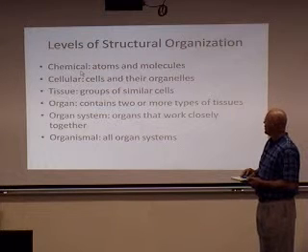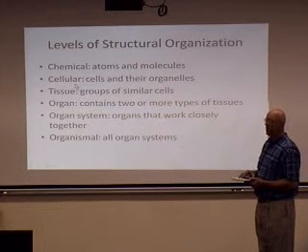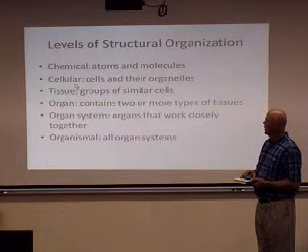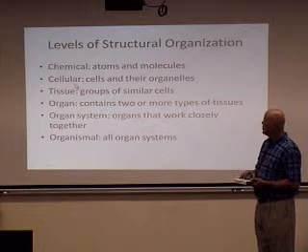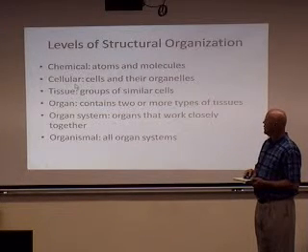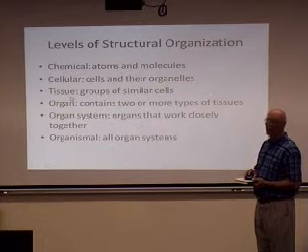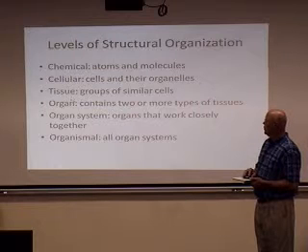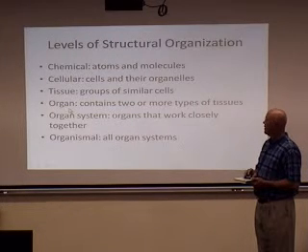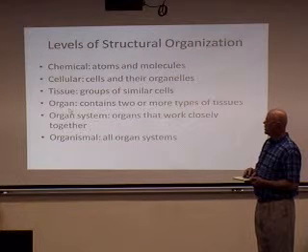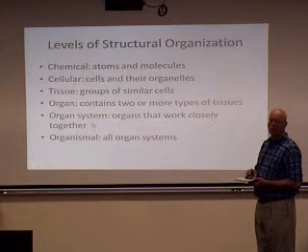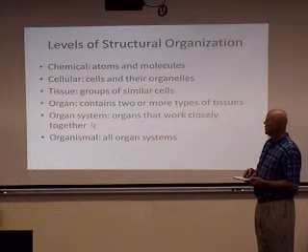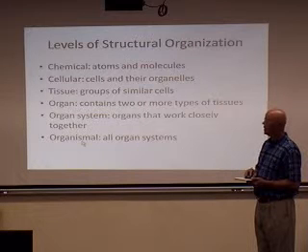From the chemical level, we work up to the cellular level, and cells are the basic structural unit of life, and they are what will come together. Cells and similar types of cells will come together to form tissues. And then different types of tissues will work together to form an organ. And then different organs will work together to form an organ system. And then finally, different organ systems will work together to form the whole organism, in this case, the human body.